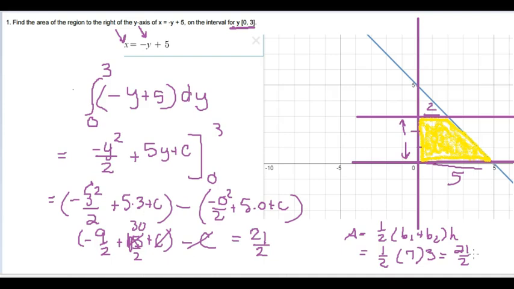So while the concept is new, the process is not. This is a process you've been doing again and again and again, and you're getting really, really good at. So again, we're just evaluating the integral on the interval. So let's take a look at another example.